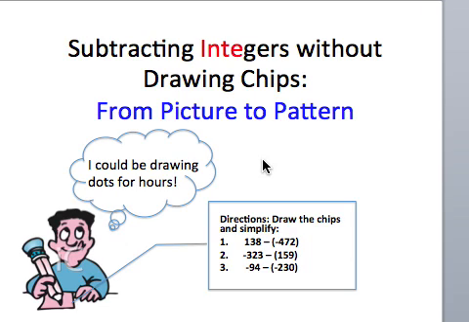Without drawing chips, from picture to pattern. If you're given complicated integer problems like this one, you could really be drawing dots for hours. So it's important to learn a way of doing these subtraction problems that does not require you to draw the dots or the chips. That's what we're doing in this series today.